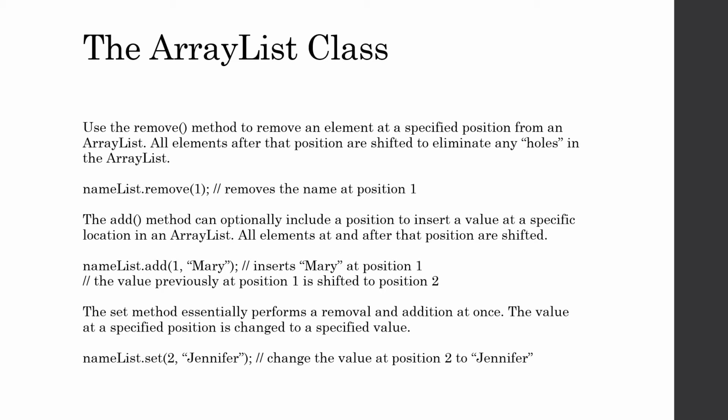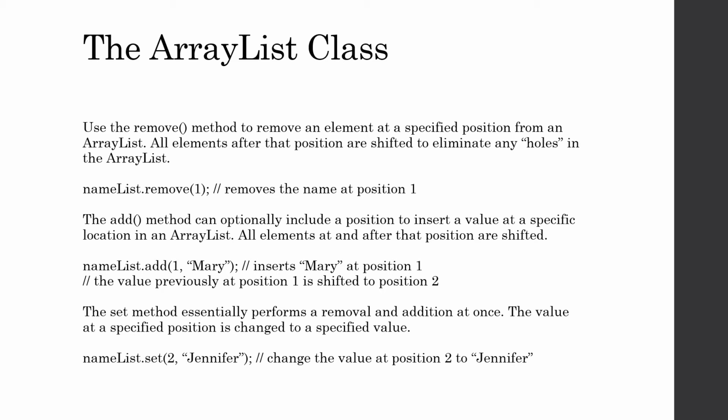The set method will essentially perform a removal and an addition all at once. This is useful if you want to take those two lines of code that we just described, but perform that action all in a single line of code. The value at a specified position is just going to be changed to some specified value. So in this case, we're going to do namelist.set(2, and then the string literal Jennifer). This is going to change the value of position 2 to Jennifer.